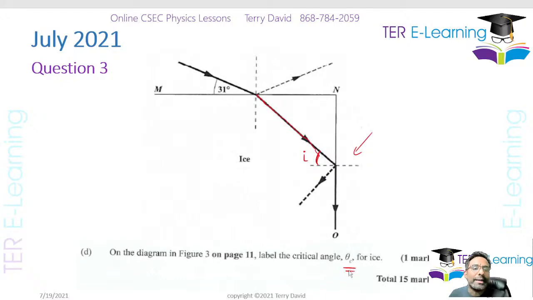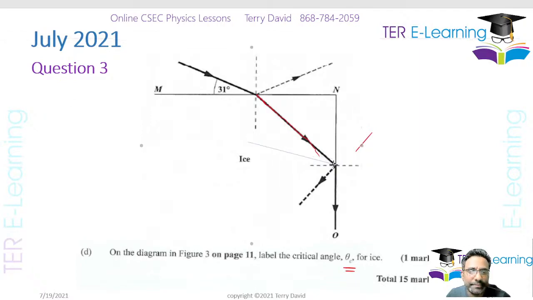The question wants you to label the critical angle. Now, in order for total internal reflection to take place, my angle of incidence has to be greater than the critical angle. So let's see how I can draw this without making it look messy. Let me erase this. What you need to do is label your critical angle. I'm just going to draw a line here. You could draw any line you want. Let me just get a proper line.